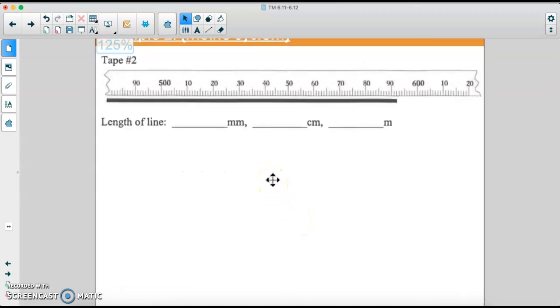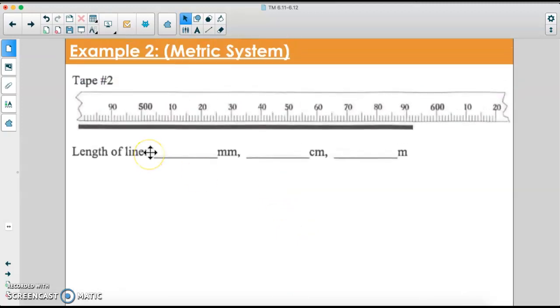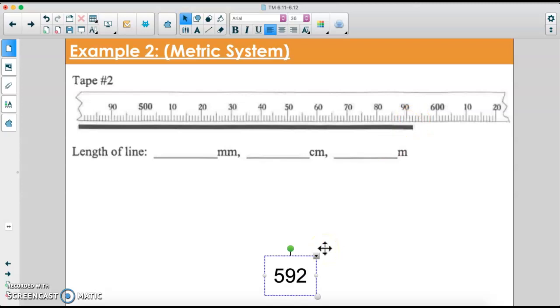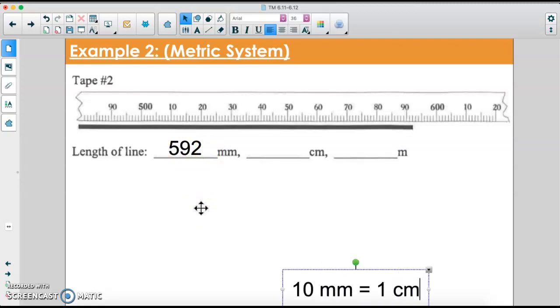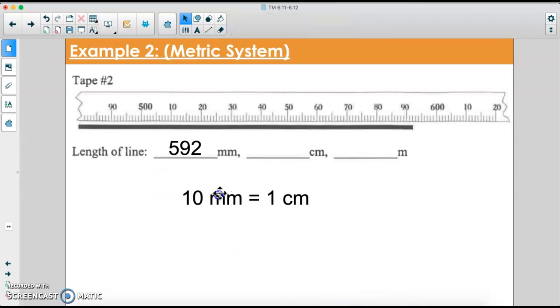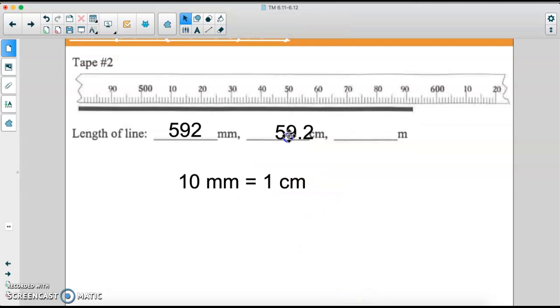All right, metric system is a little bit different, and it's a little bit tricky if you haven't worked with it in a while. So the metric system is broken up into millimeters. So every single one of these little marks is a millimeter. So if I have 500 plus 90 plus these two little marks, I have 592 millimeters. How do I go from millimeters to centimeters? Well, there are 10 millimeters in every centimeter. So to go from millimeters to centimeters, I need to divide by 10 or just move the decimal point 1 to the left. So I have 59.2 centimeters.